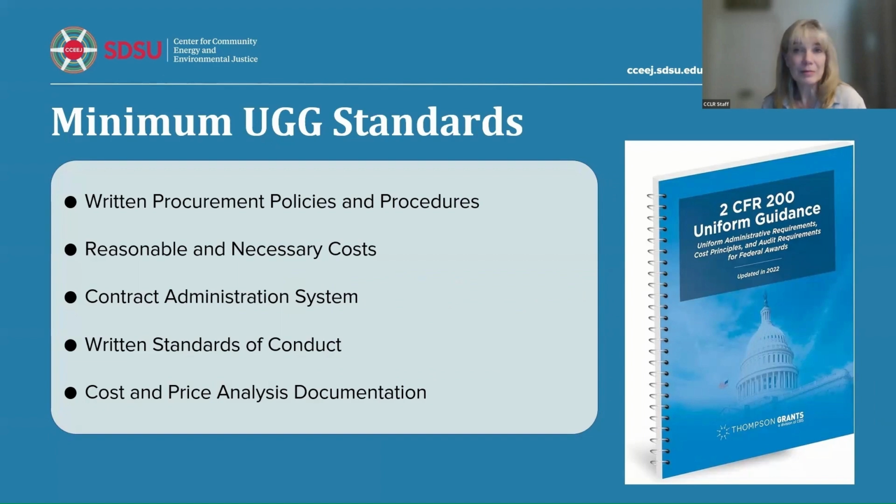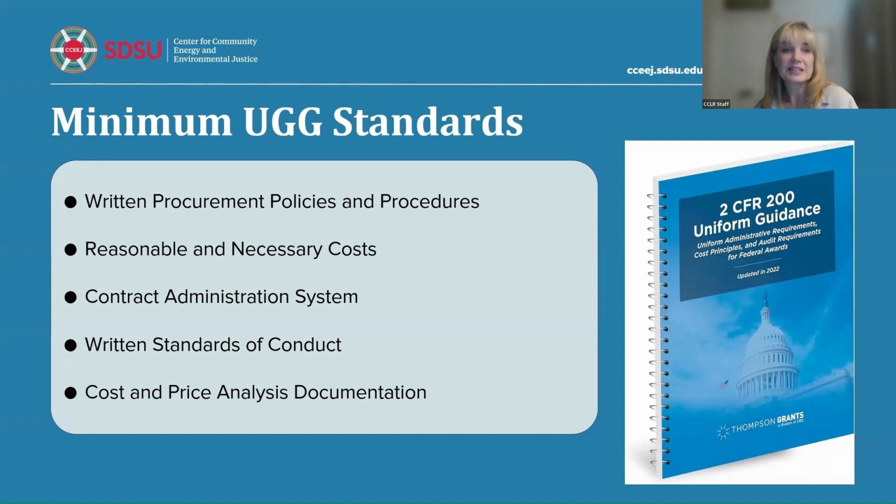So what are the minimum UG standards? These are the 5 minimum UG standards. Okay, so written procurement policies and procedures, I kind of touched on that. That is a minimum. You have to have written policies and procedures prior to procuring those federal funds. Okay, so if you don't have them, you need to first do that, and then you can go out and procure your grant funds, or those federal awards.